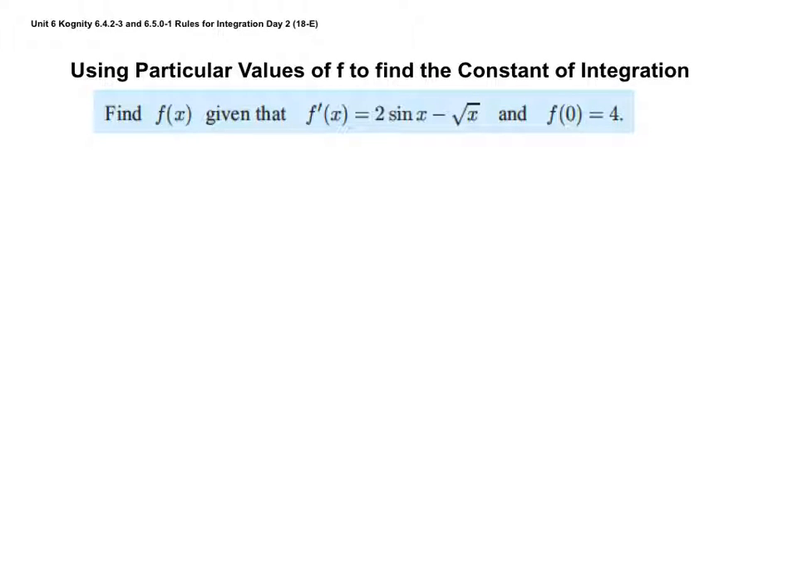Okay, so initially you guys are thinking, okay, well, if I have the integral of the derivative of a function, that's going to give me the original function plus some constant. So as I'm thinking about this, I'm taking the integral of 2 sine x minus, and I'm going to write that as x to the half power, because that's easier to work with integrals. And now I can actually do the antiderivative of this.